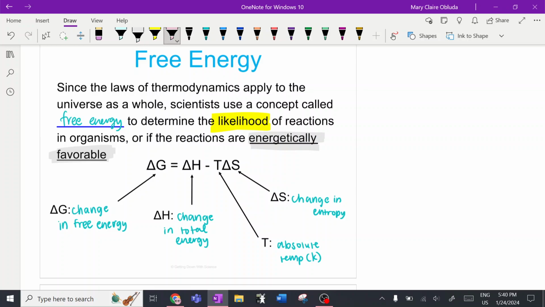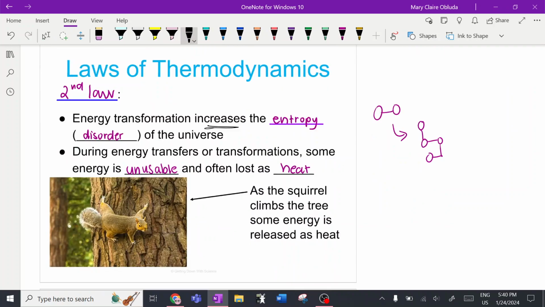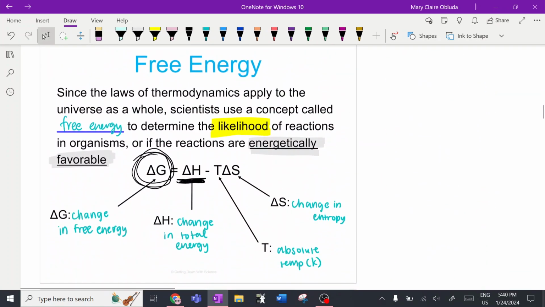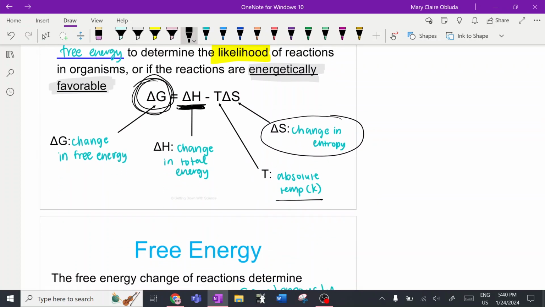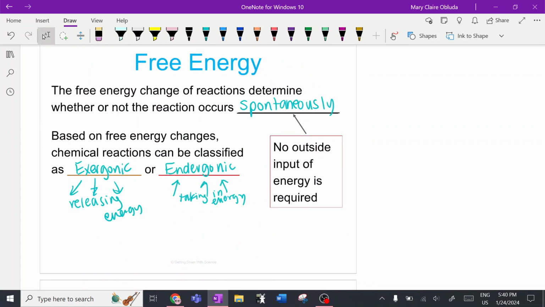Let's look at this formula real quick. This is called Gibbs free energy. This is the total change in entropy, which we know from here, energy transformations should increase the entropy of the universe. Okay? And then we've got temperature in Kelvin and change in entropy here. Change in total energy here and entropy there. Sorry, my bad. Okay, so the free energy change in the reactions determines whether or not it occurs spontaneously.